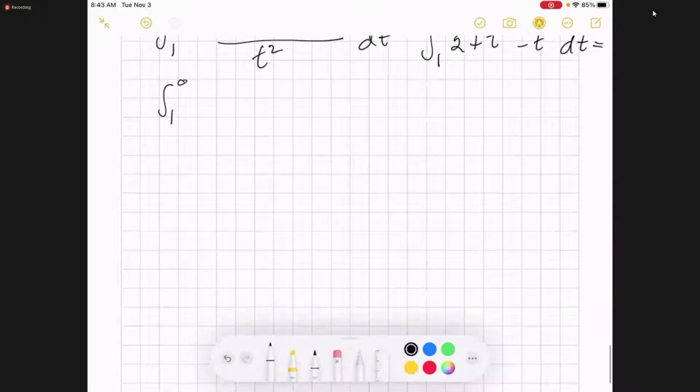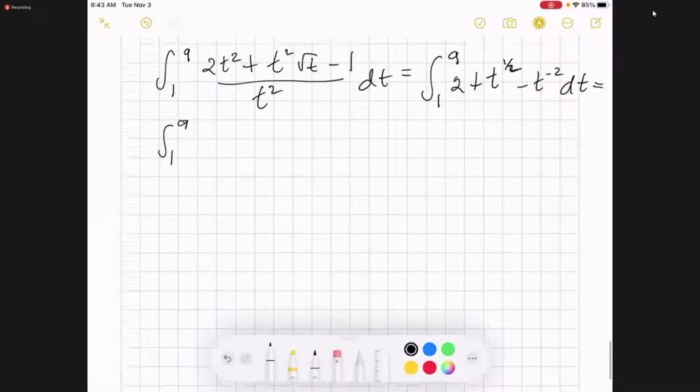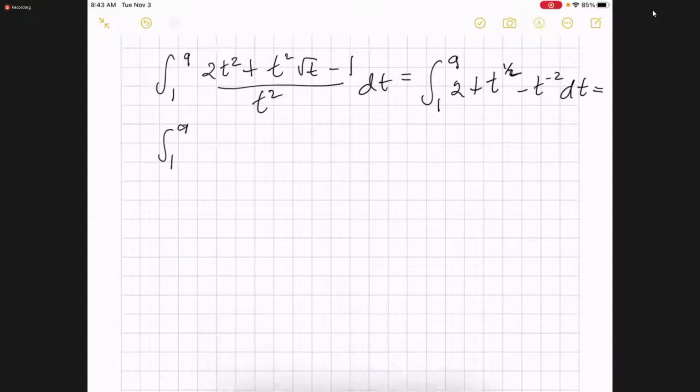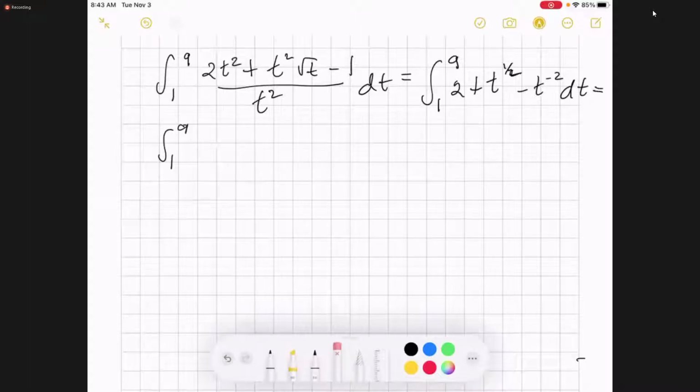Mr. Britton, Mr. Drake, what's an antiderivative of 2? The antiderivative is 2x, or 2t. Okay, so let's go straight to the antiderivative. Antiderivative of 2 is 2t.